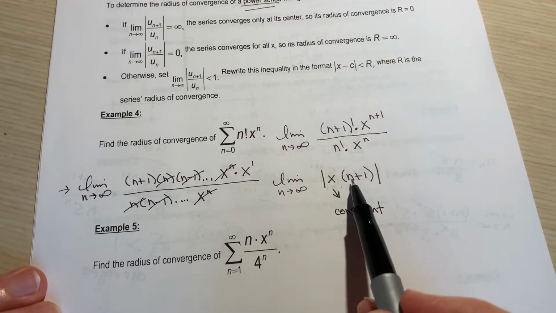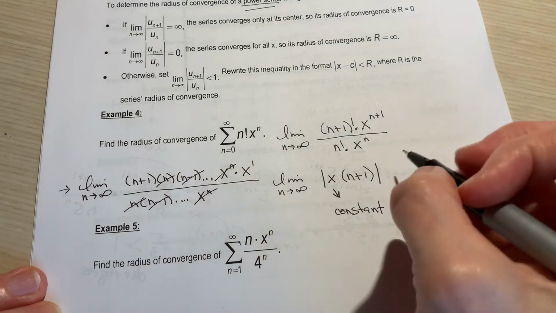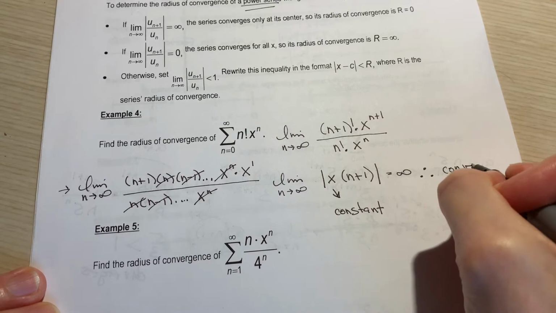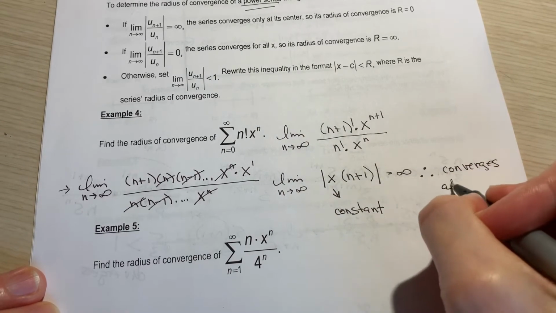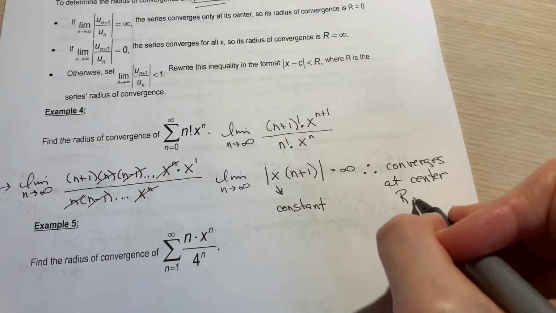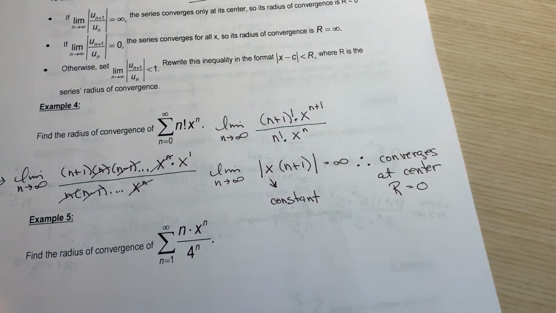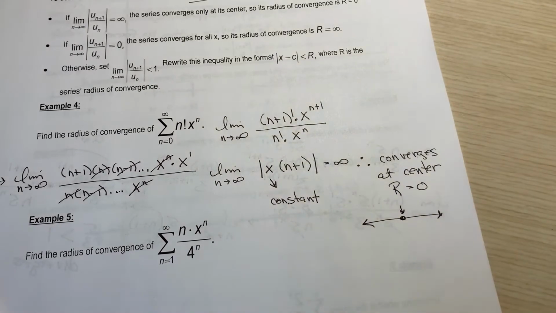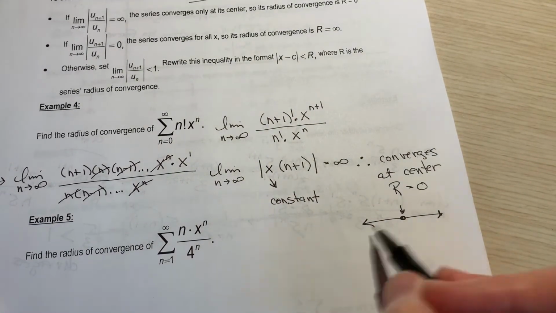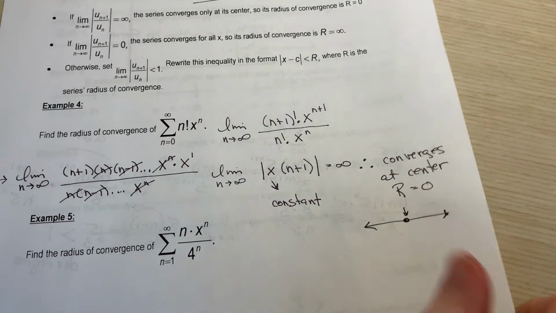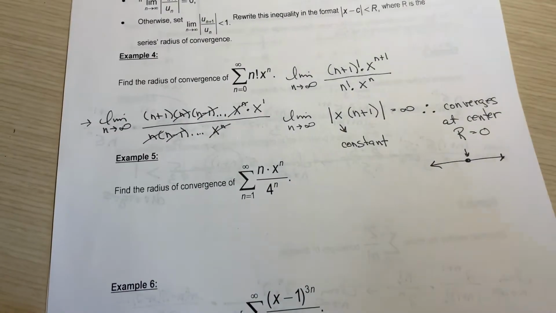Okay, so if n is approaching infinity, getting bigger and bigger and bigger, infinity times a constant is still going to be infinity. So this converges at the center only. So the radius of convergence is 0. So there is no radius of convergence. This is on those number line problems. It just converges at that point. There's no values, there's no radius of convergence around it. So this is with those simplifying steps added back in.